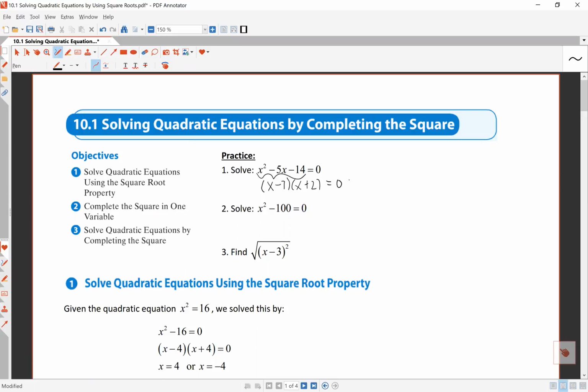And when we would factor them, we would set those factors equal to 0 and get x is equal to 7. Or x plus 2 equals 0 says that x is equal to negative 2. So if it factors, we can solve the quadratic equation. If it doesn't factor, we need a new method. And to set that method up, we solve by taking square roots.